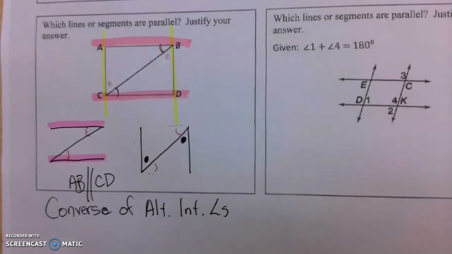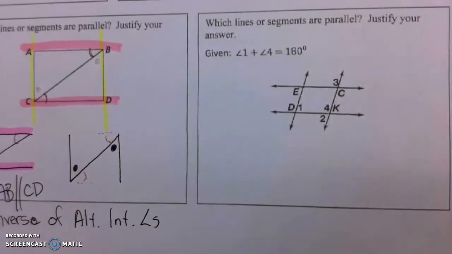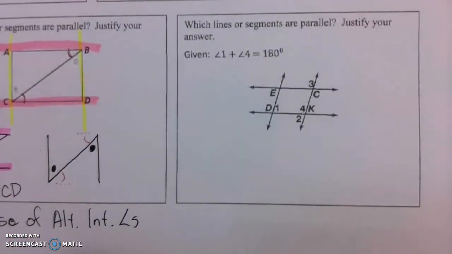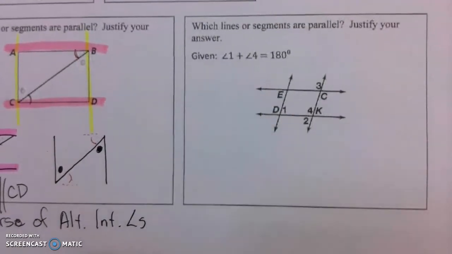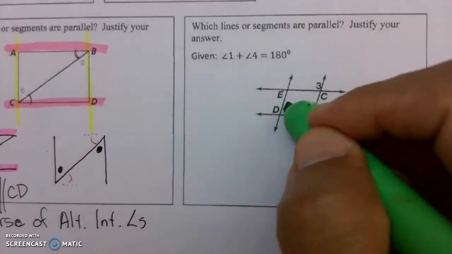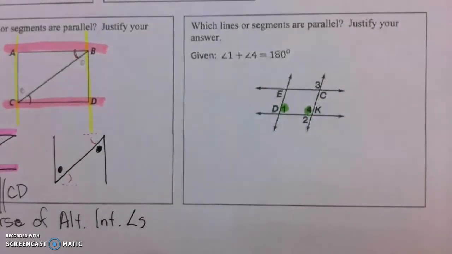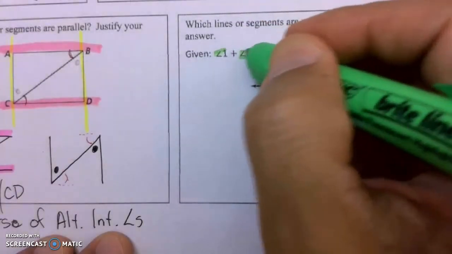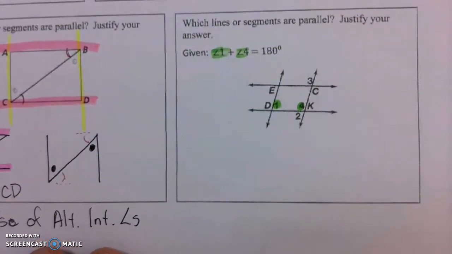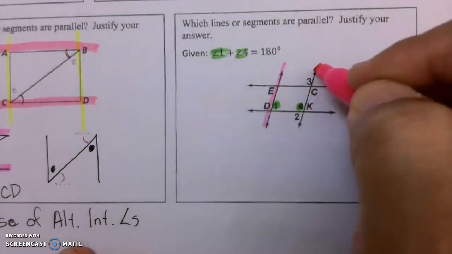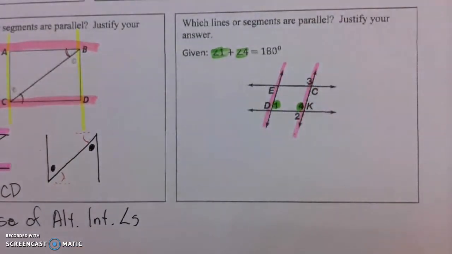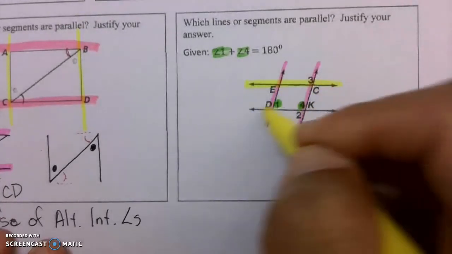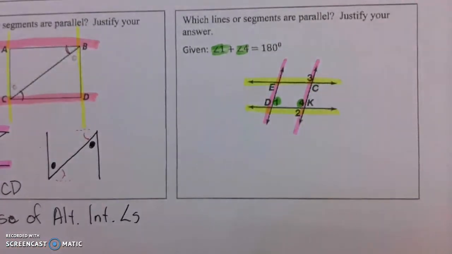Okay, let's look at this one here. Kind of the same idea. Which lines are parallel? Justify your answer. You are given the fact that 1 plus 2, this green dot angle 1 plus this green dot angle 4, add up to 180. Now, based on that, certain lines can be parallel. The question is, which two lines are affected by those green dots? Is it the up and down pink lines, or is it the left to right green line? I mean, the left to right yellow lines, not green.